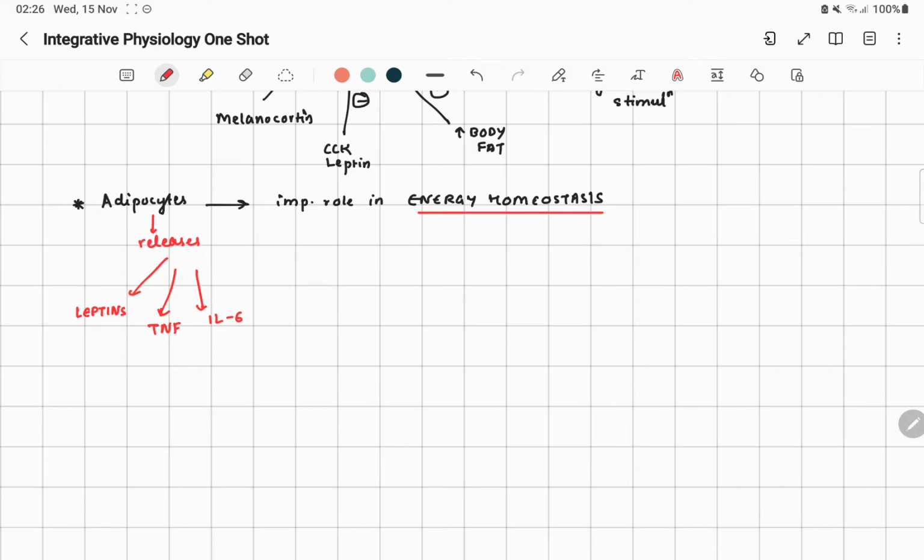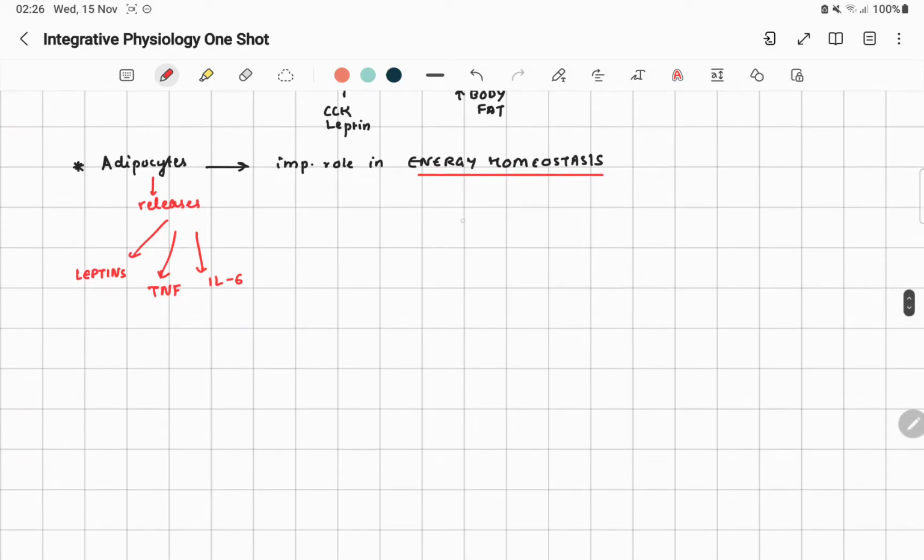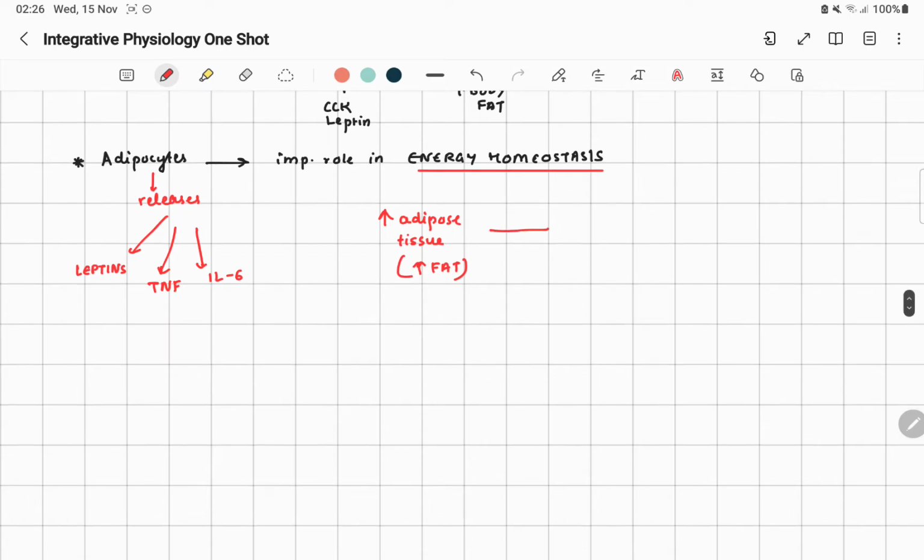What is the effect of leptin? What are the actions of leptin? So you have normal adipose tissue. If there is excess adipose tissue, or excess fat, then there will be increased leptin levels.